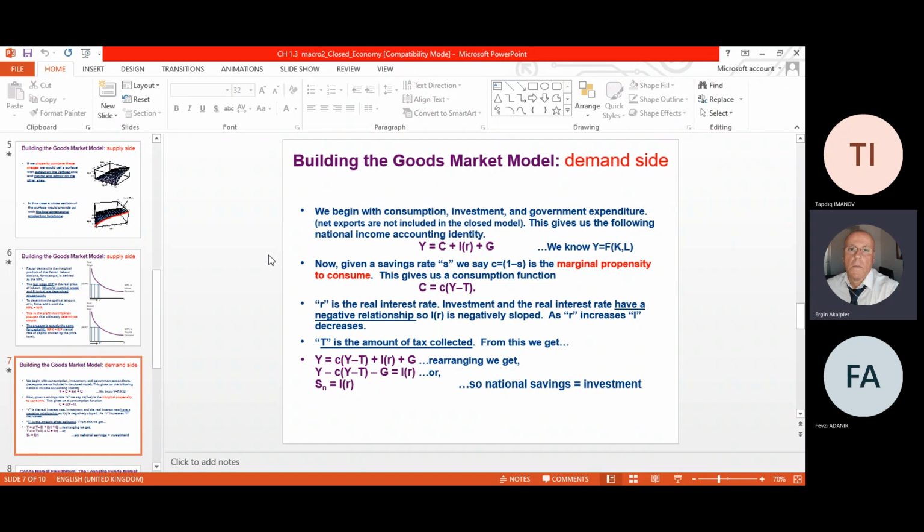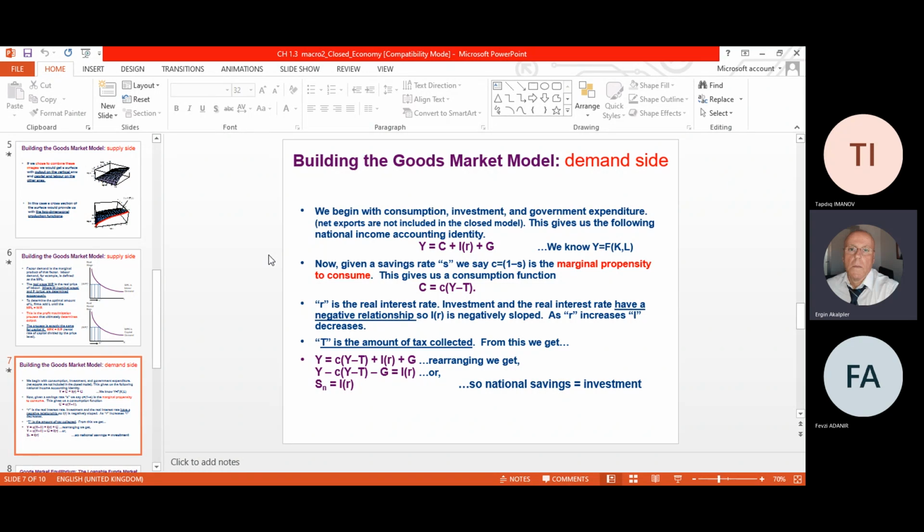And R is the real interest rate. Investment and the real interest rate have a negative relationship, a negative slope, as I mentioned, because of this demand. As R increases, investment is supposed to decrease, and T is the amount of tax collected, and from this we get the equation again.